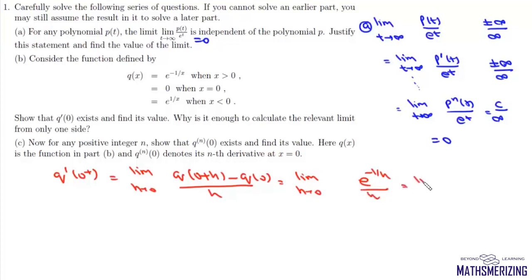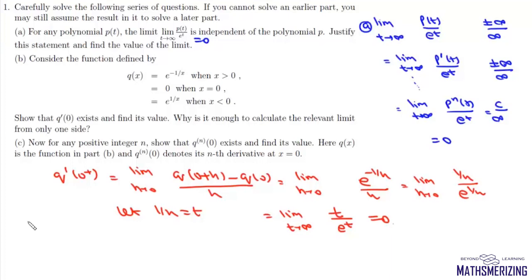So we can write this as limit h tends to 0 of 1 by h and then e to the power minus 1 by h. Now what we will do is we'll let 1 by h as t, then we can write this as limit t tends to infinite t upon e to the power t, which is of the form p(t) upon e to the power t, and we know that this limit is equal to 0. So q dash 0 positive is 0.